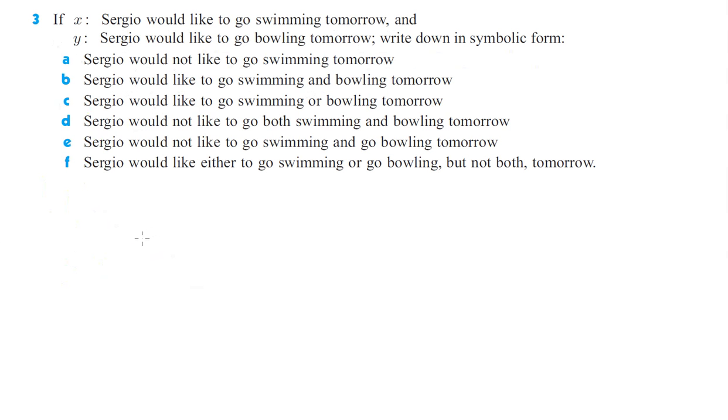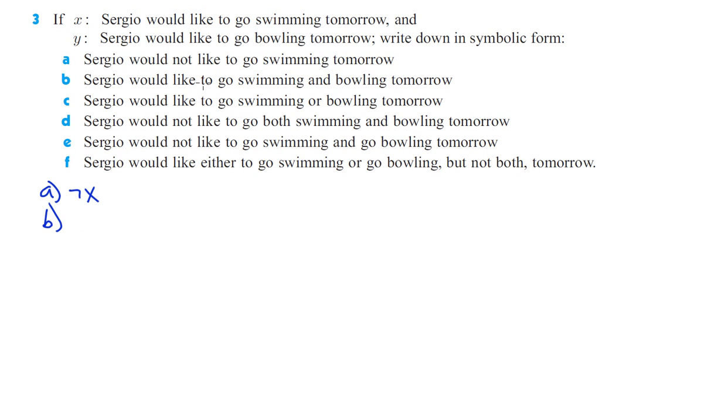Number three. The proposition X is Sergio would like to go swimming tomorrow. And then Y is Sergio would like to go bowling tomorrow. Write down in symbolic form. So A, Sergio would not like to go swimming tomorrow. So swimming is X and bowling is Y. So that would just have to be not X.